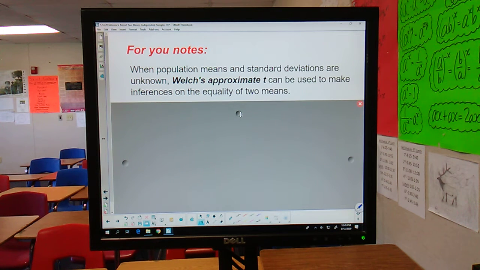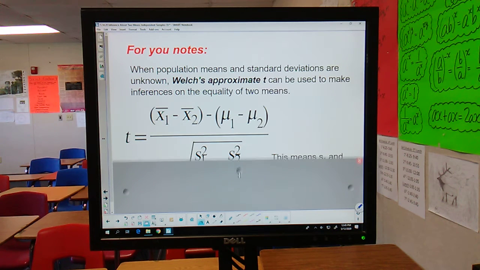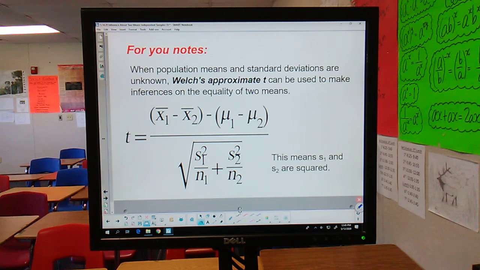So what is Welch's approximate T? Okay, it's that right there. It's a new formula, okay? And this S1 with a 2 means the sample standard deviation of the first group to the second power, and S2 the sample standard deviation of the second group to the second power. I couldn't get little numbers to come in, so that's the best way I could do it with technology.